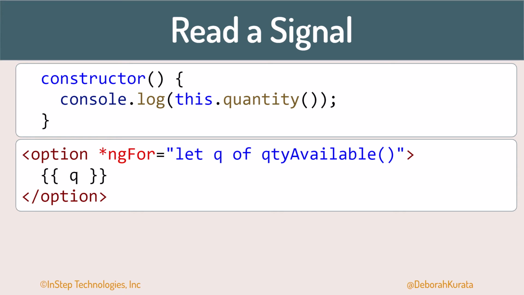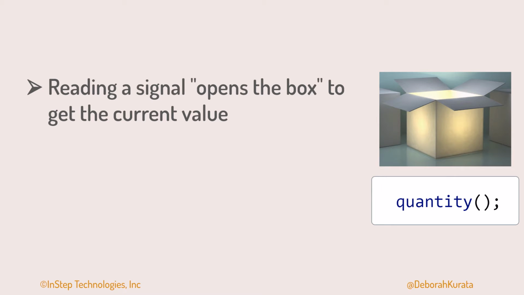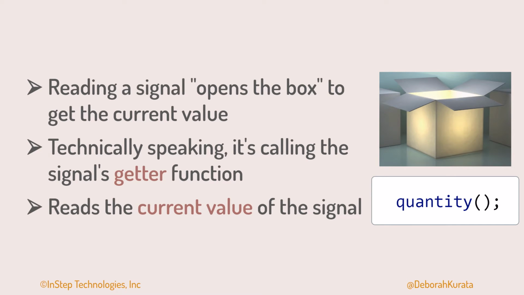We can read a signal in the template. Here we use an ngFor to display each element in our quantity available signal, which is an array. And here we use binding to read the selected vehicle signal and display the name and price properties. Reading a signal opens the box to get the current value. Technically speaking, it's calling the signal's getter function, and it reads the current value of the signal. The box only contains its one current value.